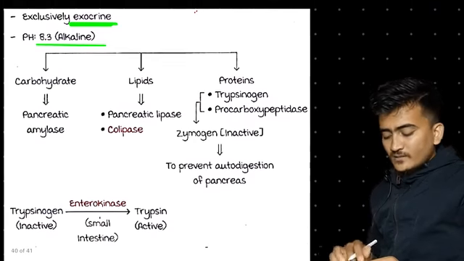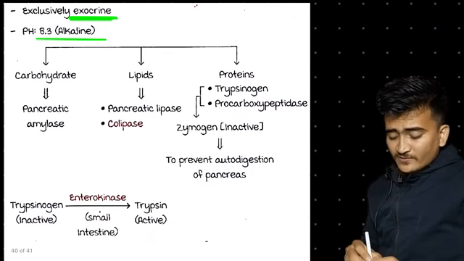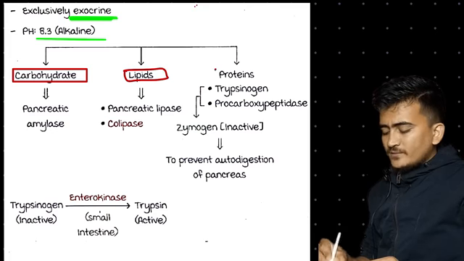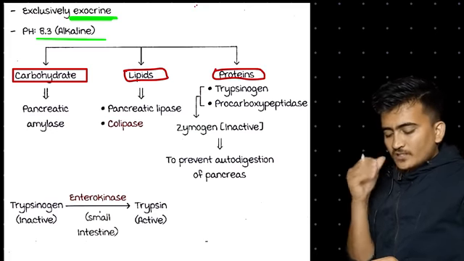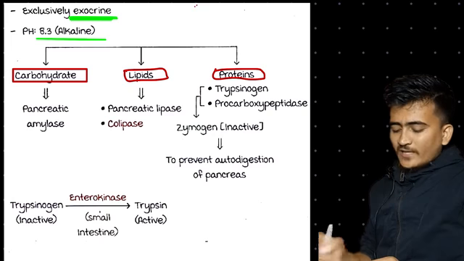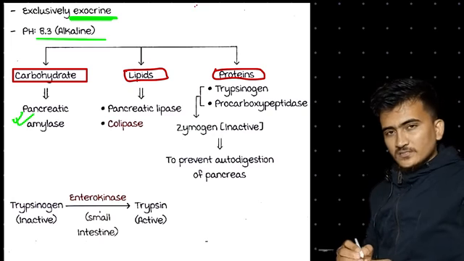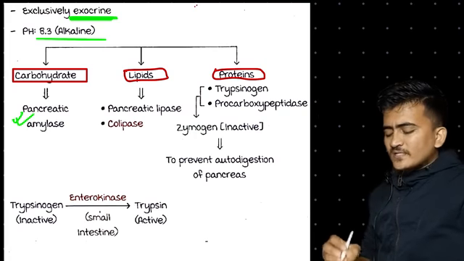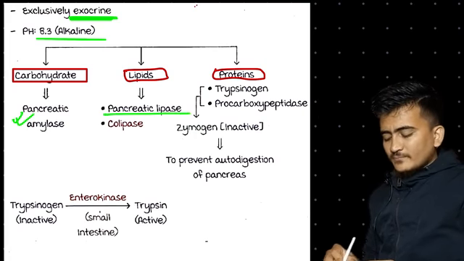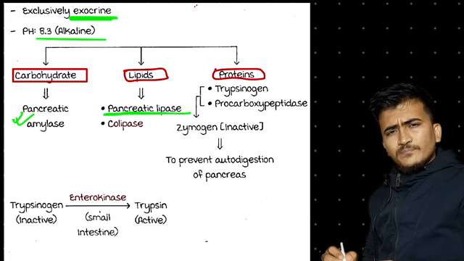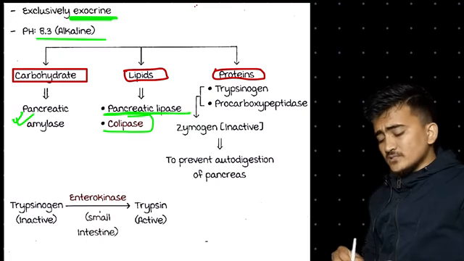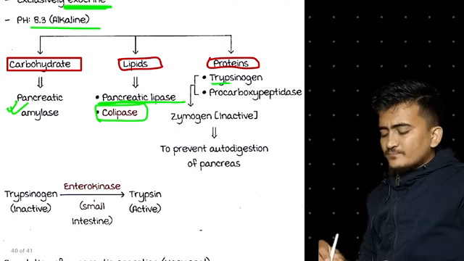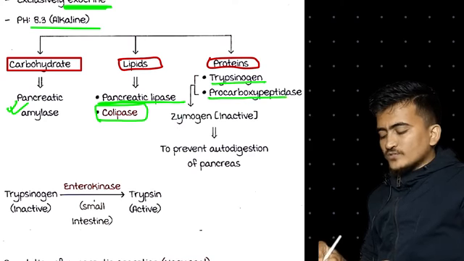Alkaline in nature. And what is this pancreas doing? It is digesting carbohydrate, lipid, protein, all three things. Carbohydrate is digested with the help of pancreatic amylase. If you remember salivary amylase in our saliva in the case of our mouth. Similarly, for lipid we have pancreatic lipase, and this pancreatic lipase is assisted by colipase for lipid digestion. Similarly, in the case of proteins, we have trypsinogen and procarboxypeptidase.